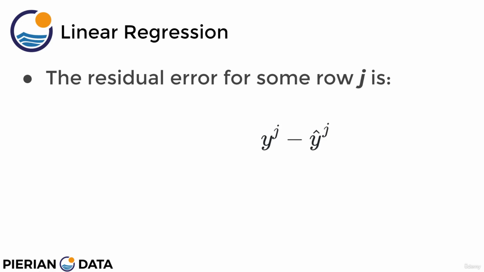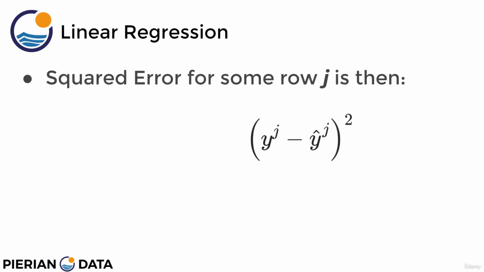We know that the residual error, that is the error between our prediction and the true value for some row j, can be simply defined as the following. y of j, that is the true value of y for that particular row j, minus our prediction y hat for that row j. Next, since we're going to be minimizing the squared error, I can just take the square of this residual error.